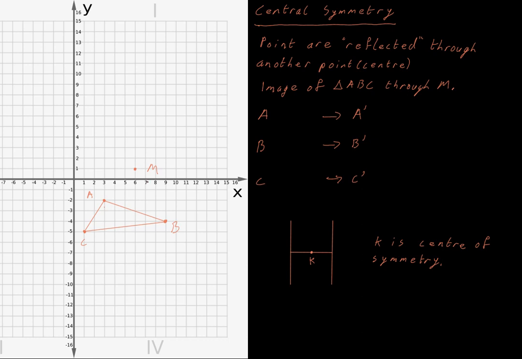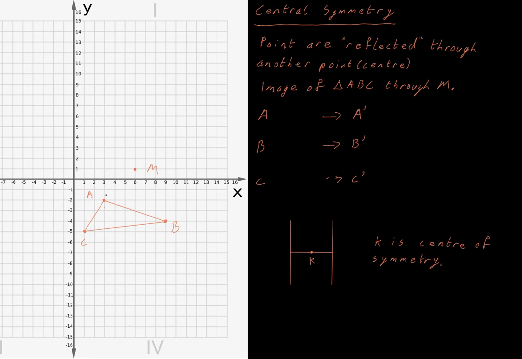But if I have coordinates, I can also work it out using coordinates. So we're going to talk about both. But again, the idea of central symmetry is that we have a center, in this case the point M, and we're going to reflect all of the corners of our shape through that point. And let's look at how we do that in practice.